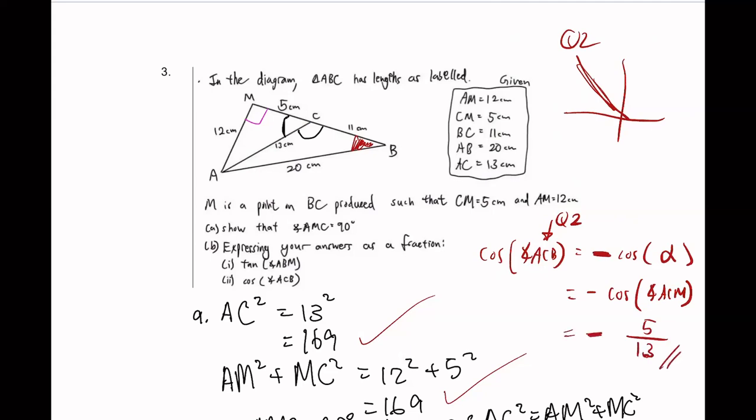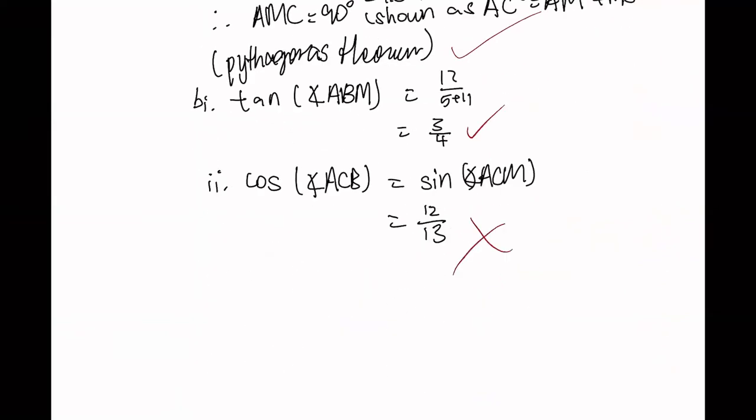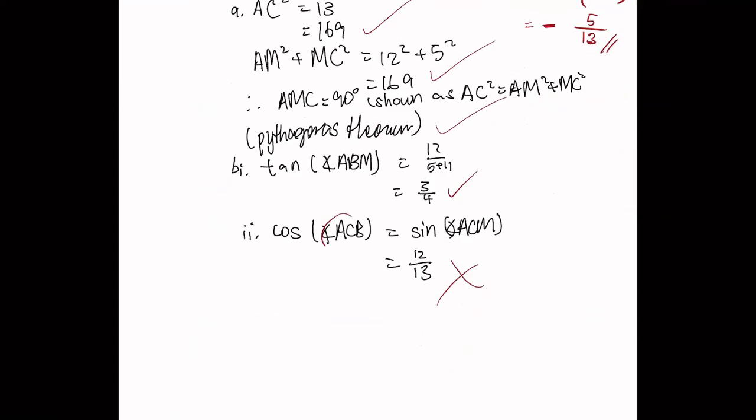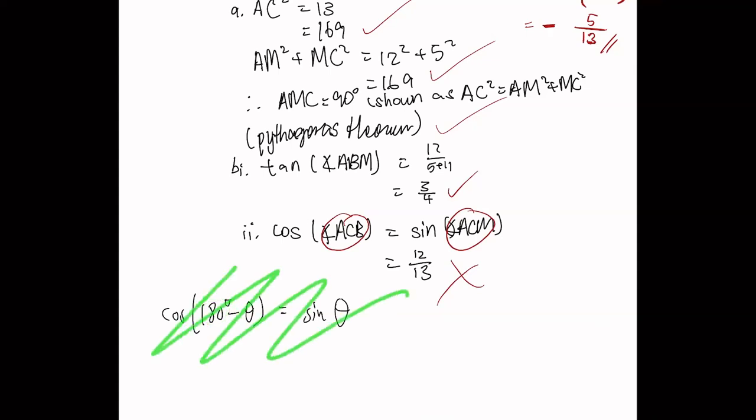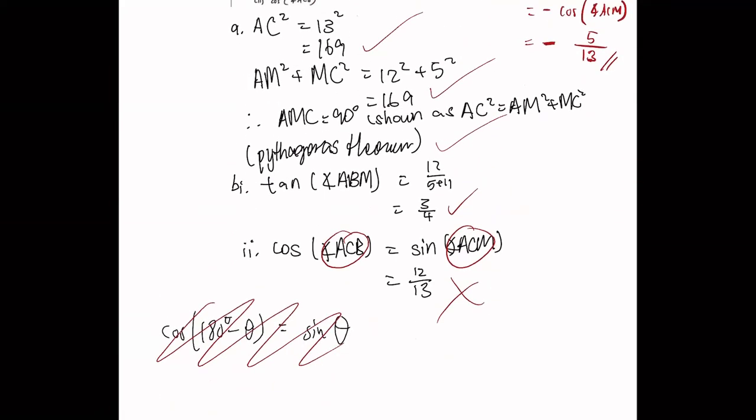Answer. Is that okay? Negative 5/13? Did you get the answer? Wrong. Oh no. You change the angle and you say it's sine. No. This only applies when the angles add up to 180. Or are you saying that in general, cosine of 180 degrees minus theta is equal to sine of theta? There is a formula involving the 180 minus theta, but I don't want to talk about it now. Not relevant. Moving on. So yeah, negative 5/13 instead.